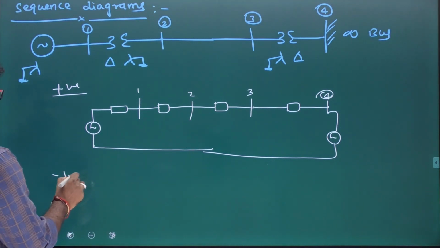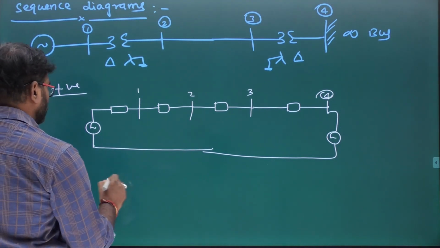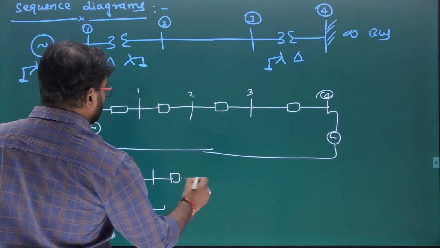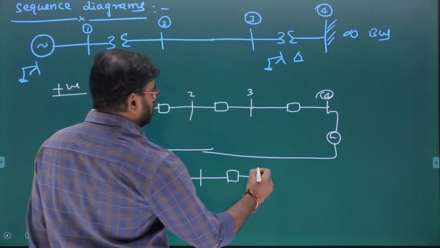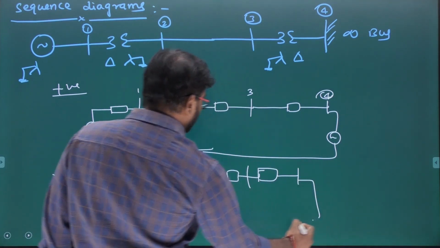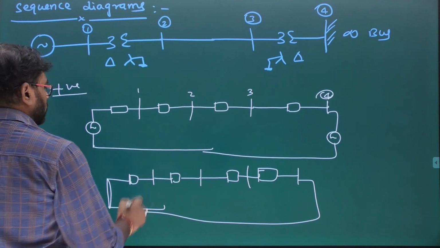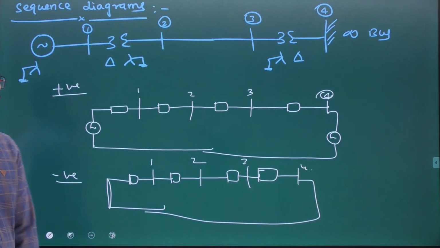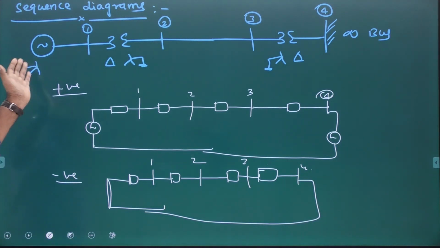And what about negative sequence diagram? Voltage will not be there. Correct or not? So voltage is represented with short circuit. This is bus 1, bus 2, bus 3 and bus 4 is the infinite bus. Positive and negative sequence diagram are very, very simple. You don't need to see what is transformer connection and what is neutral impedance.